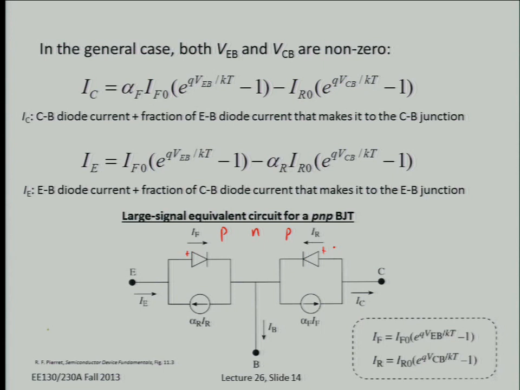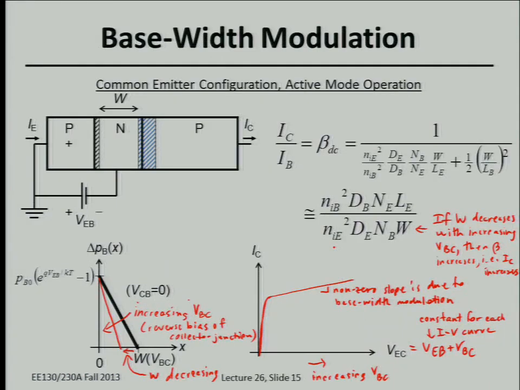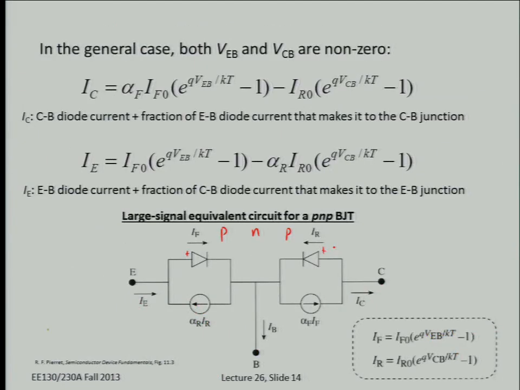So now if I give you VBE or VEB and VBC, you should be able to calculate IE, IC, and IB, assuming that I give you alpha F, alpha R, IR, and IF. Okay? So you'll have a short homework problem on that. Any questions about the Ebers-Moll model? It's just simply used to calculate currents for a given bias voltage.